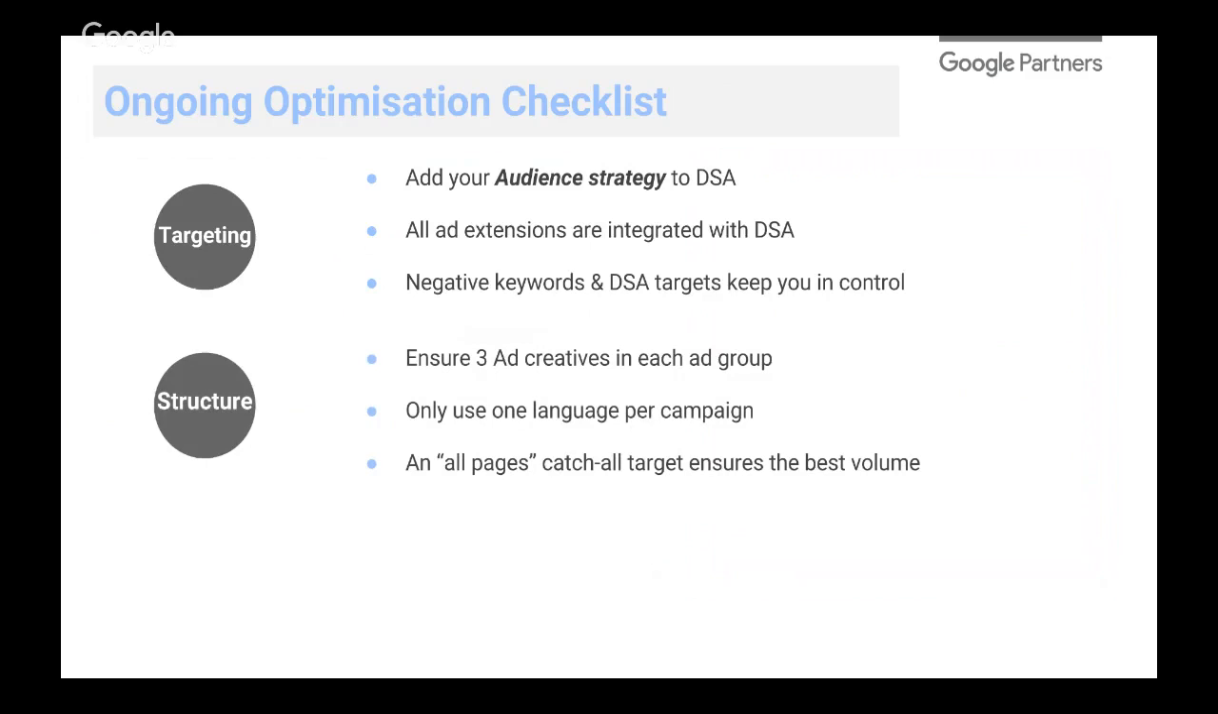What do you have to say about structure, Dylan? Usual best practices apply in terms of three ad creatives per ad group. It's going to impact your quality score and so on. Touching back on that, don't forget one language per campaign, whether it's French, German, or let's say English. Let's always have an all pages catch-all target to just ensure best volume. We're not going to let anything slip through the net at the start.